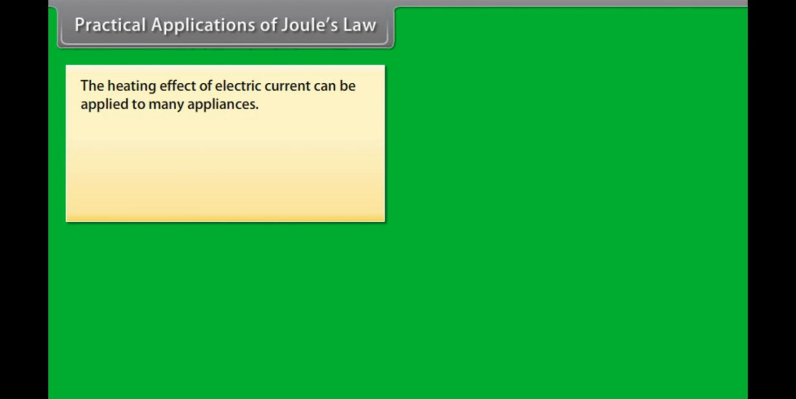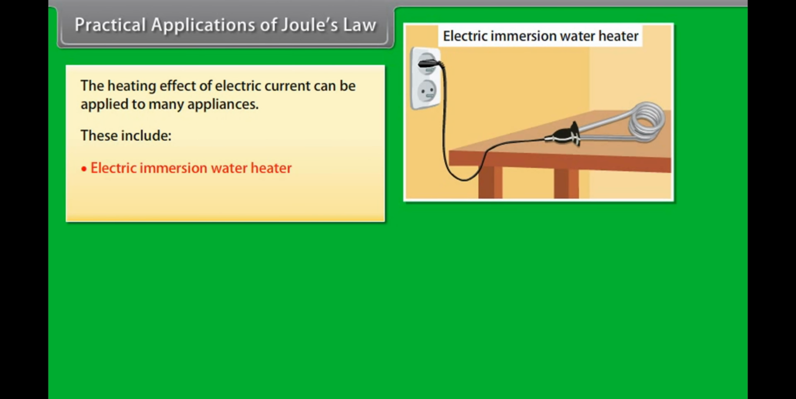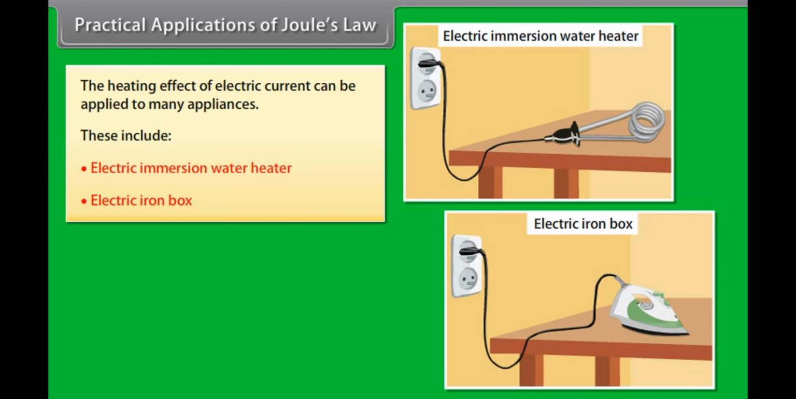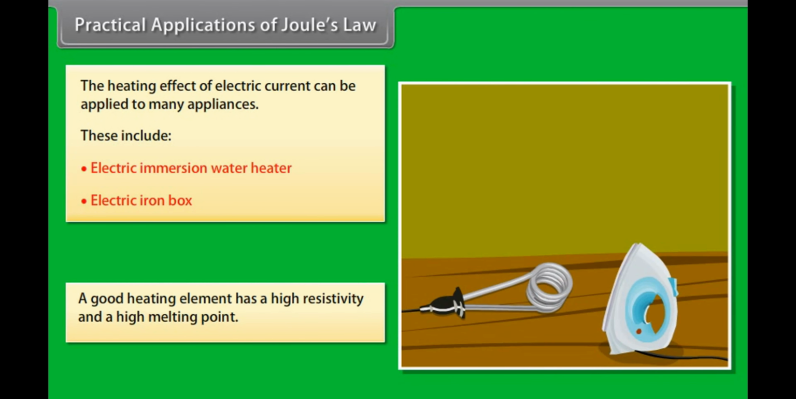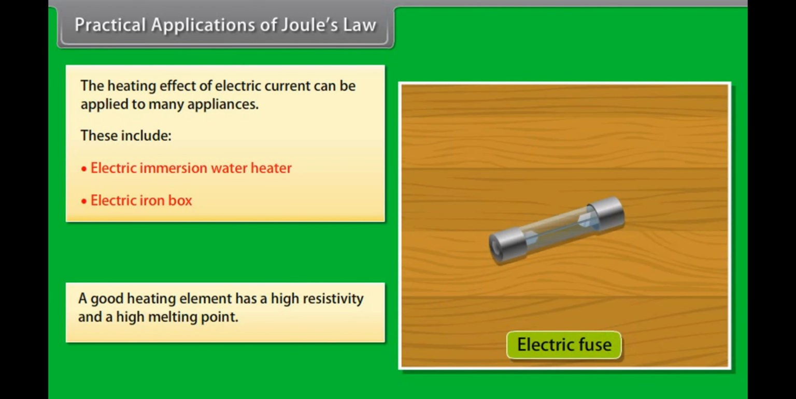Practical applications of Joule's law. The heating effect of electric current can be applied to many appliances. These include the electric immersion water heater and the electric iron box. A good heating element has a high resistivity and a high melting point. For example, an electric fuse is an example of the heating effect of electric current. The rating given as 3A on an electric fuse states that the maximum current it can sustain is 3 amperes.